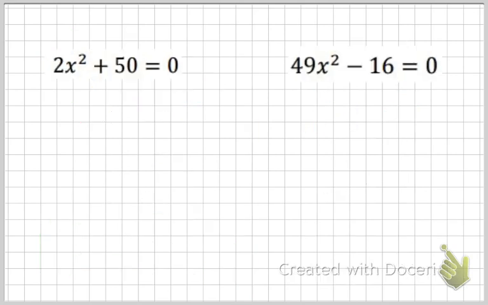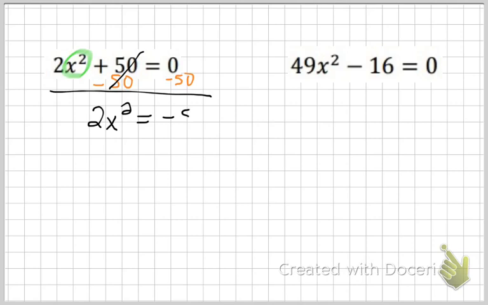Next problem here. Again, ask yourself, is it a binomial? There's two terms, yes. Do you have the x squared term and the constant term? Yes, we do. So we solve. We isolate the x squared term. The first thing we got to move is the 50. So we do the inverse. We subtract 50. And we get 2x squared is a negative 50.